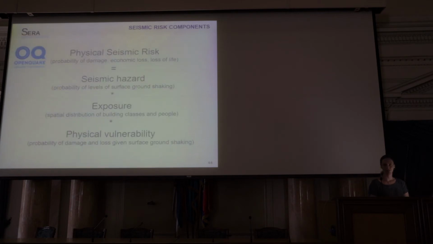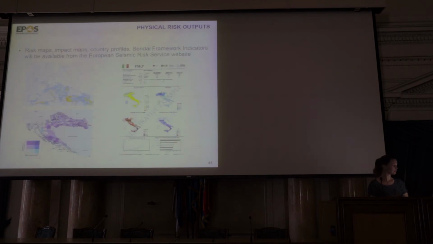So bringing everything together for the calculation of physical seismic risk, we're using the OpenQuake engine. I'm not going to say too much about this because after my talk, Venetia is going to explain how we do the different calculations of physical seismic risk using the OpenQuake engine. But once we have outputs at the European scale, we will be sharing them through the European Seismic Risk Service website. We will have, for example, risk maps showing average annual losses, or maps showing losses for a given return period across Europe.